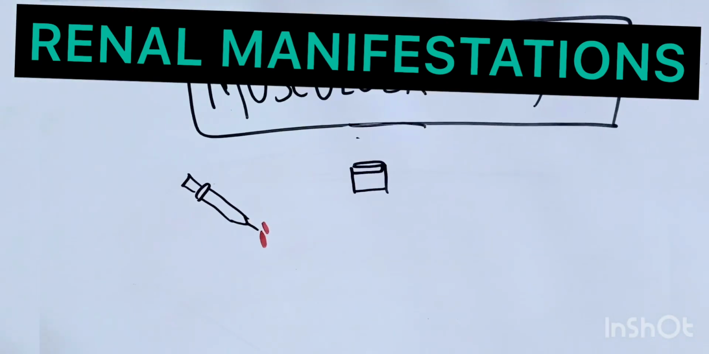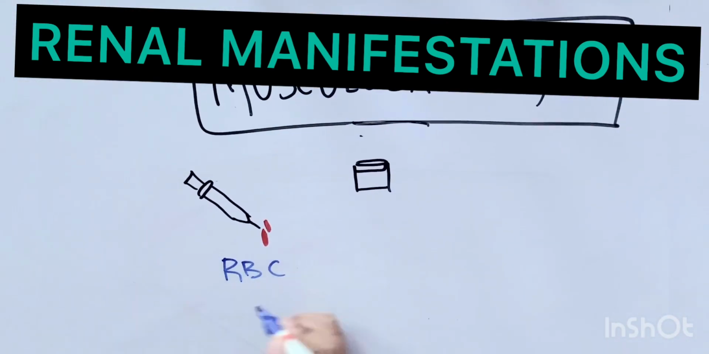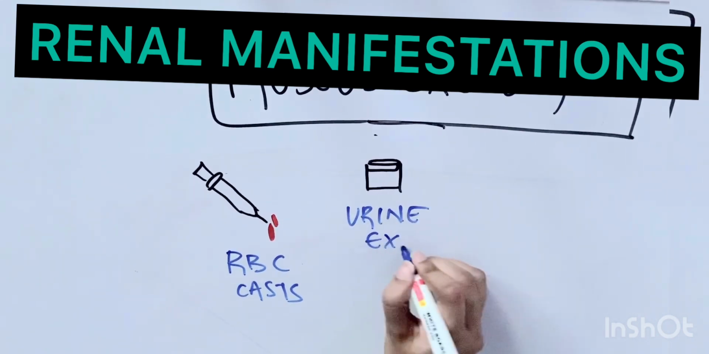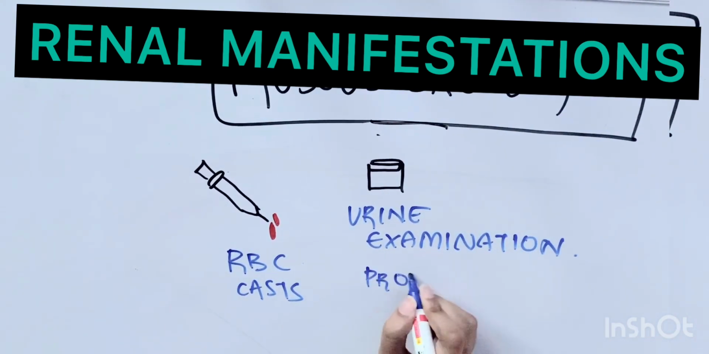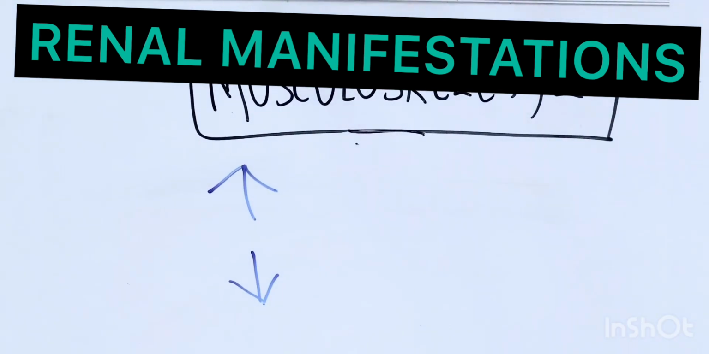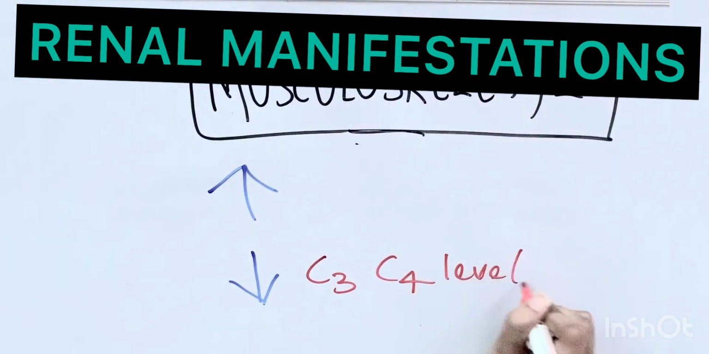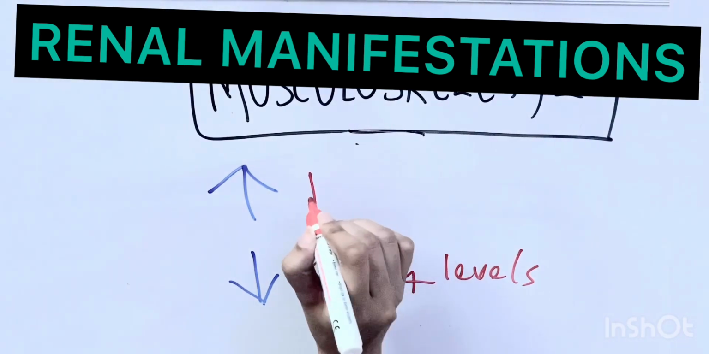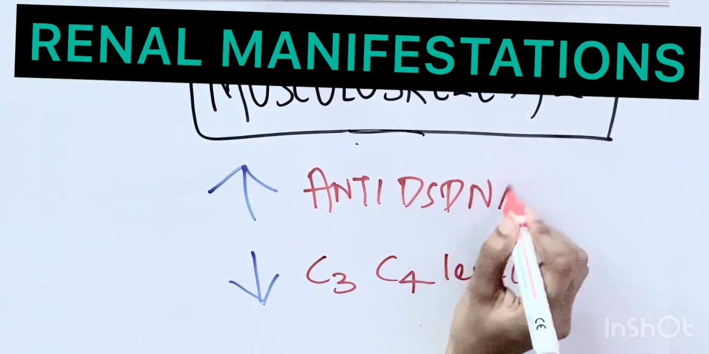RBC casts are the most common laboratory indicator of renal involvement, and urine examination and proteinuria are diagnostic. Renal disease associated with SLE is preceded by high anti-dsDNA antibody titers and low C3 and C4 levels.